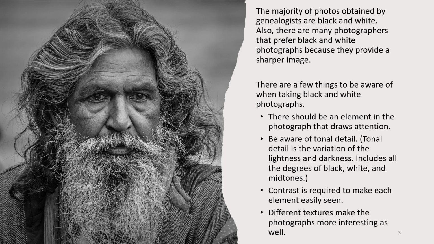Tonal detail is a variation of the lightness and darkness. It includes all the degrees of black, white, and midtones. Contrast is required to make each element easily seen. Different textures make the photographs more interesting as well.